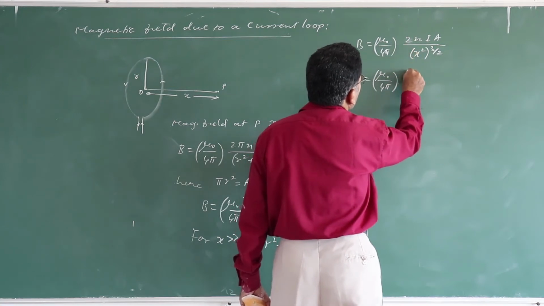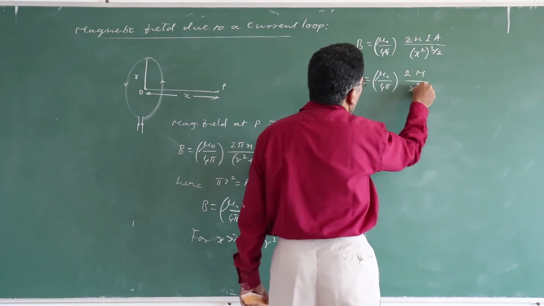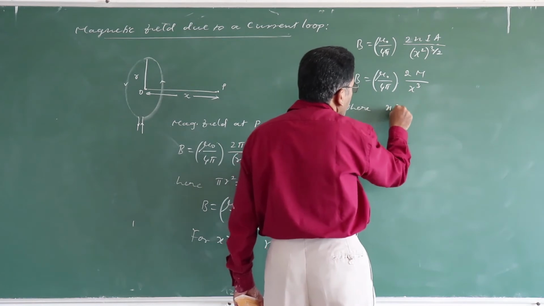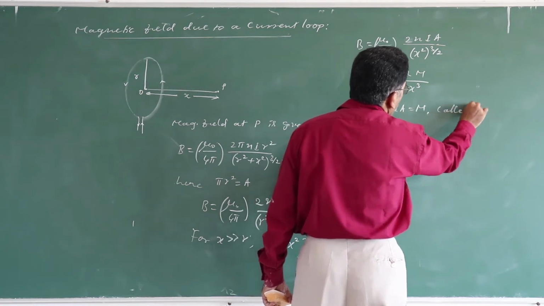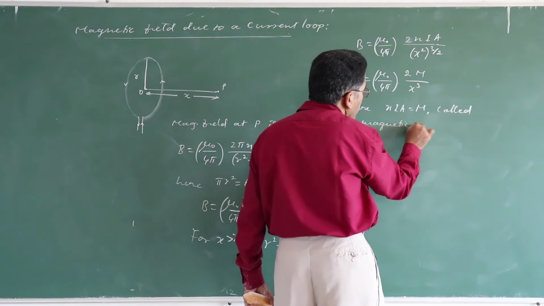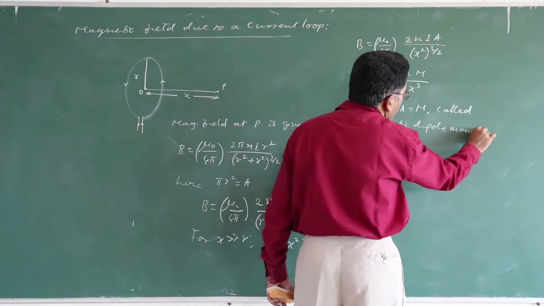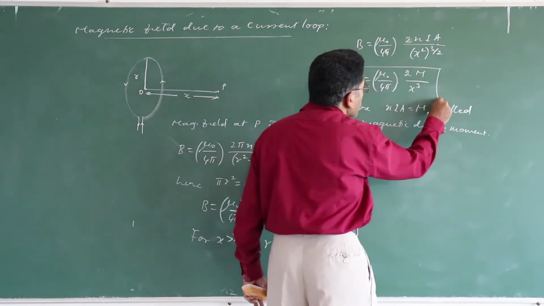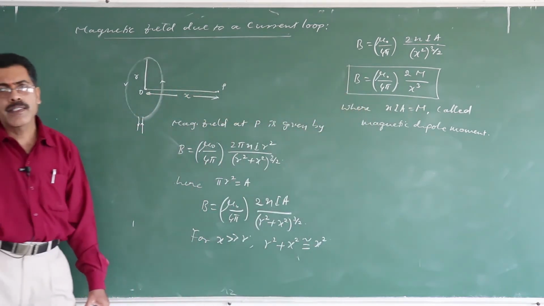2m by x cube, where n into I into a is equal to m, called magnetic dipole moment. Therefore, this equation tells you that a current carrying loop acts like a magnetic dipole.